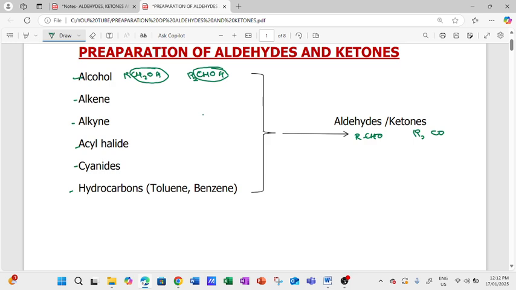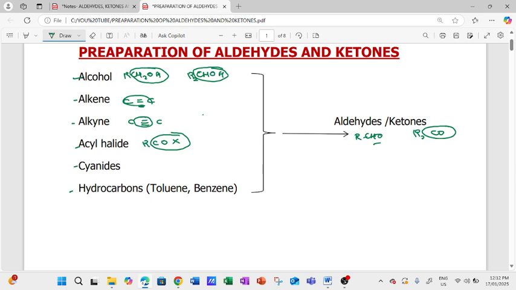That is a ketone. In alkene, C double bond C is there. How can we change this double bond to an aldehyde or a ketone? Similarly, in alkyne, C triple bond C. How can we change this triple bond to an aldehyde or a ketone? Acyl halide, RCOX is the general formula. How can we change this COX to an aldehyde or a ketone?